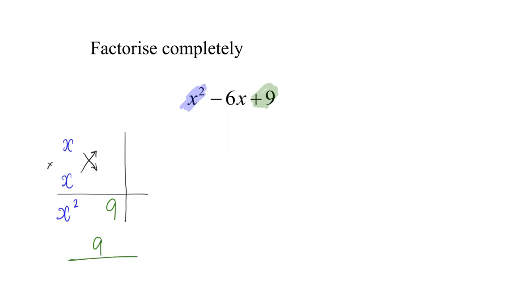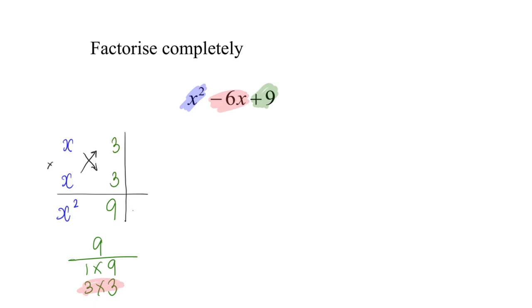And what are the factors of 9? 1 times 9, 3 times 3. And out of these two pairs, which pair will be able to give me, if I plus or minus, 6? Yes. So I'm going to choose 3 times 3.